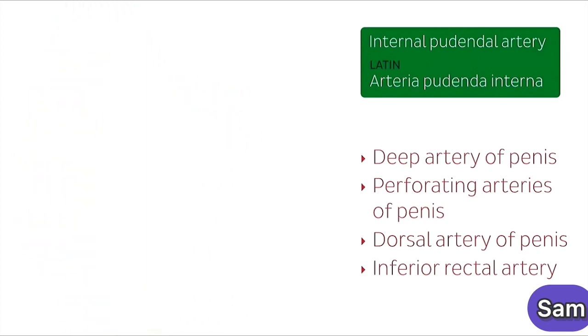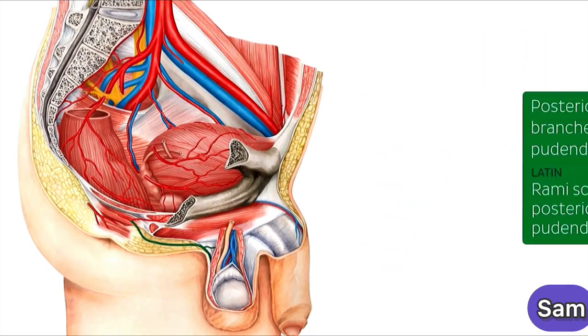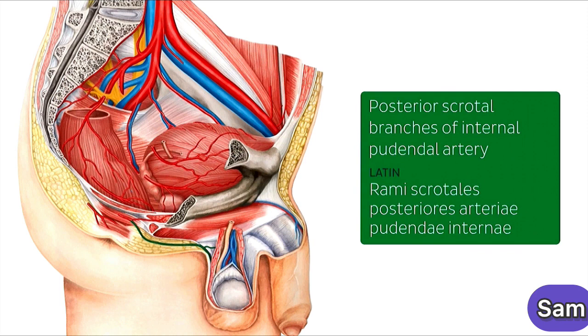The next arteries that we're going to be highlighting here are known as the posterior scrotal branches of the internal pudendal artery. Now, we just covered the internal pudendal artery on the previous slide. Now let's take a look at its branches found in the male pelvis. The posterior scrotal branches of the internal pudendal artery arise from the internal pudendal artery and then pass to the scrotum, which you can clearly see here on this image.